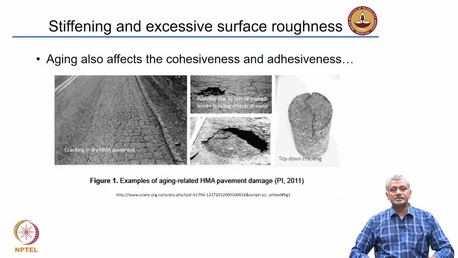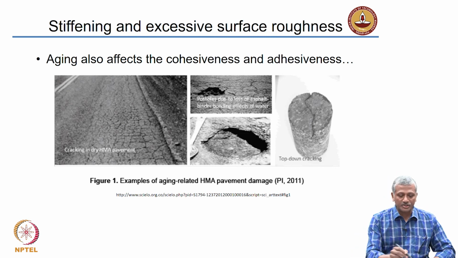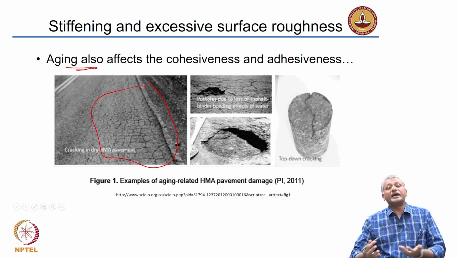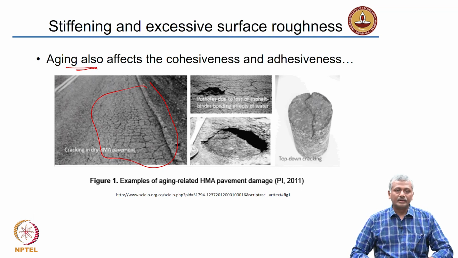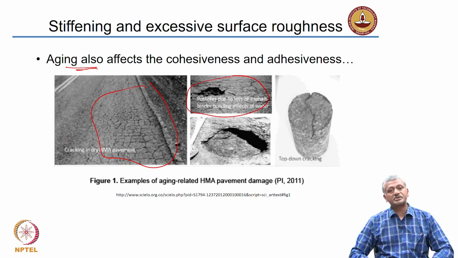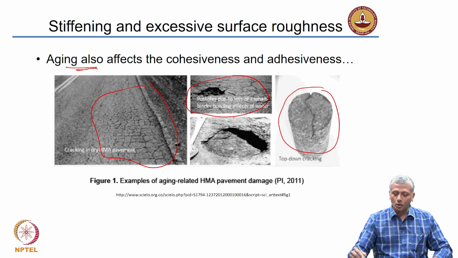Again, this is an example of stiffening and excessive surface roughness caused primarily because of aging. Here, aging combined with fatigue cracking has resulted in a loss of rideability caused by excessive roughness on the pavement surface. Again, such potholes can also happen because of stripping, as I showed you on the previous page, where aggregate gets completely stripped off from the asphalt. And sometimes you can take cores right through the highway pavement and then examine more closely what could have been the cause of the damage.